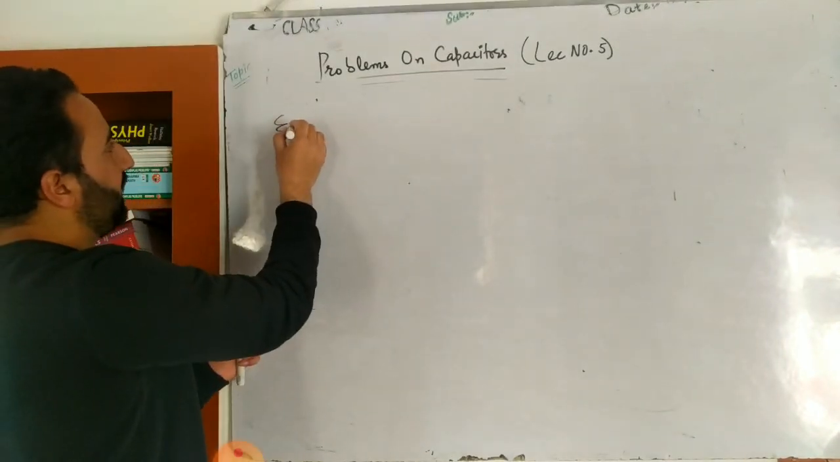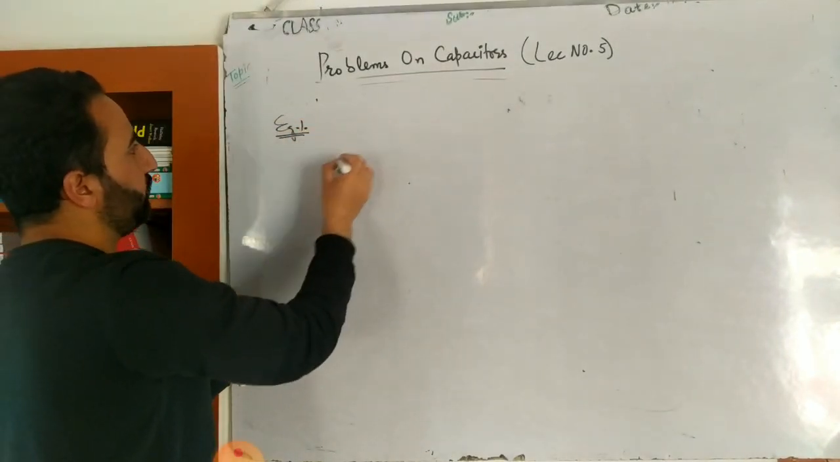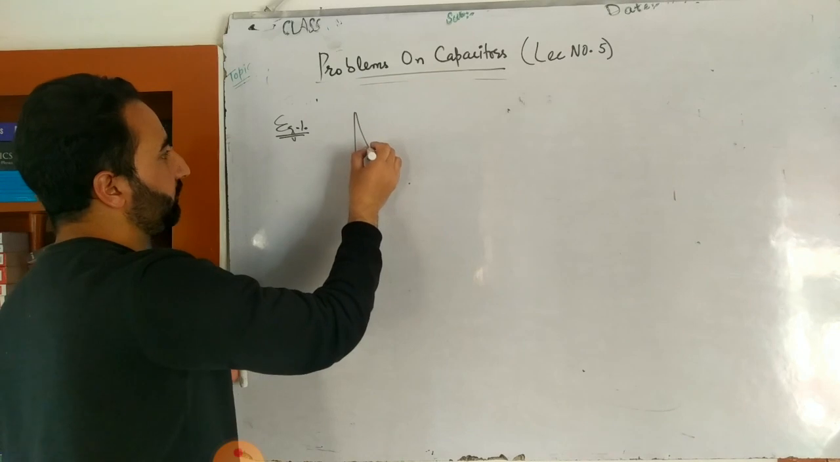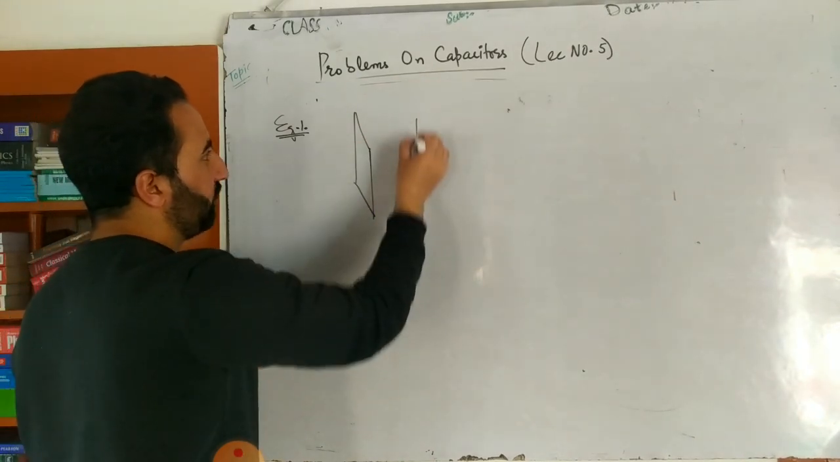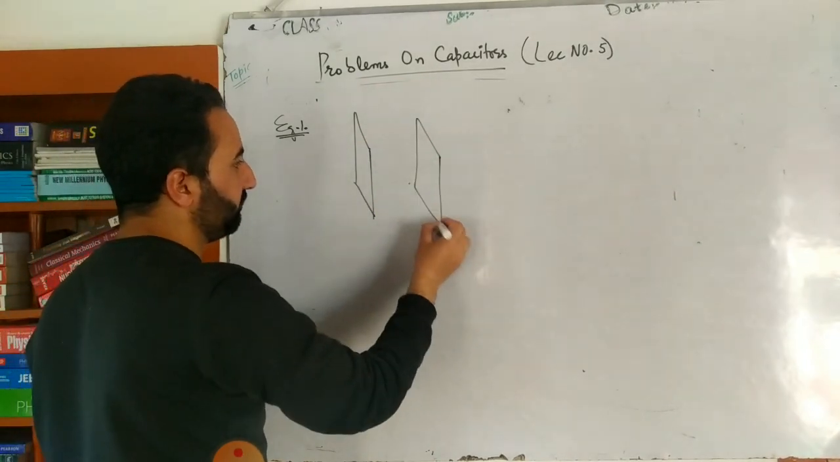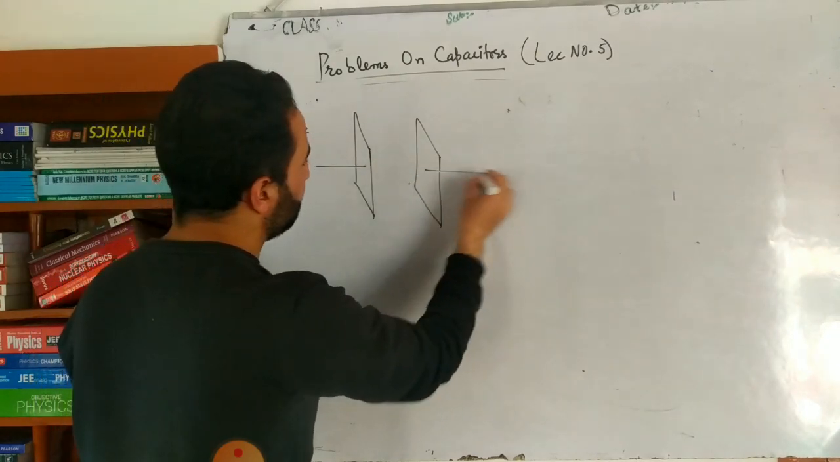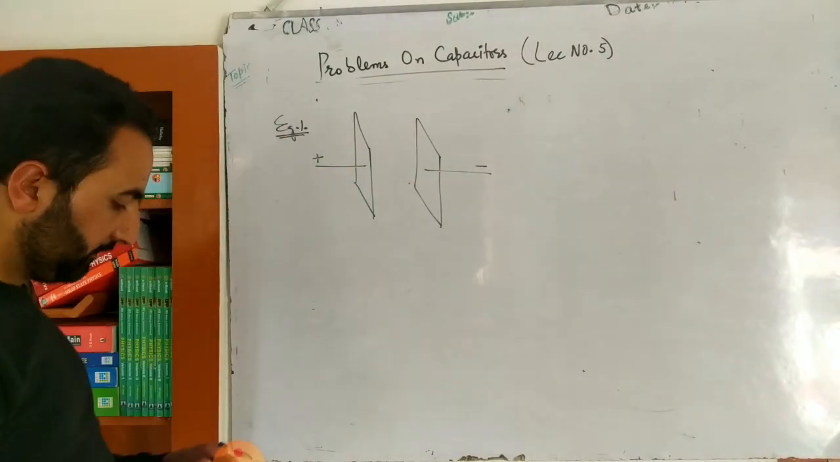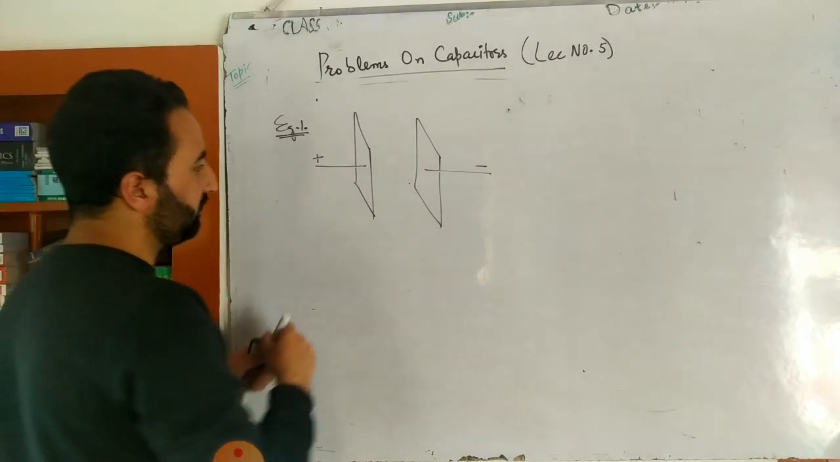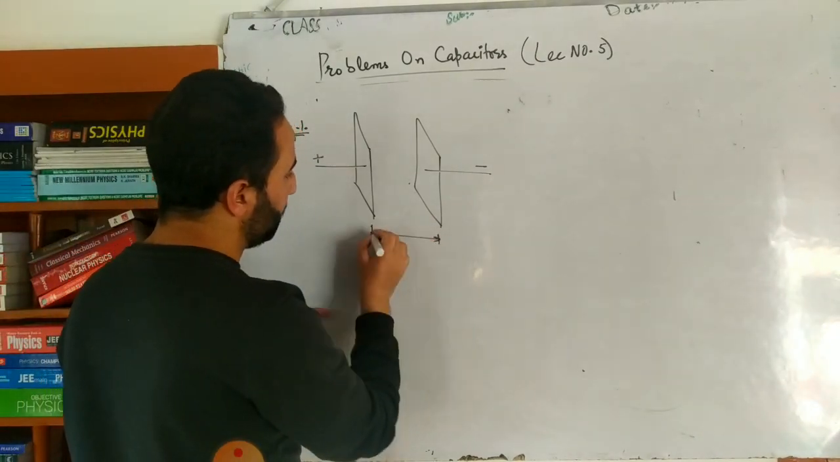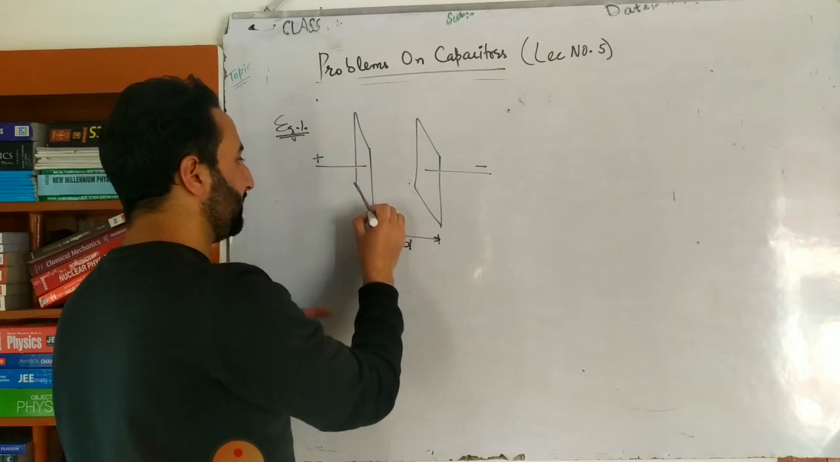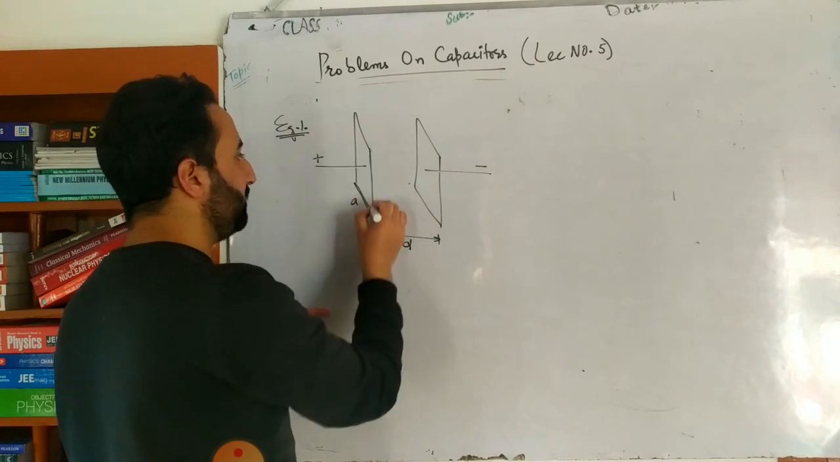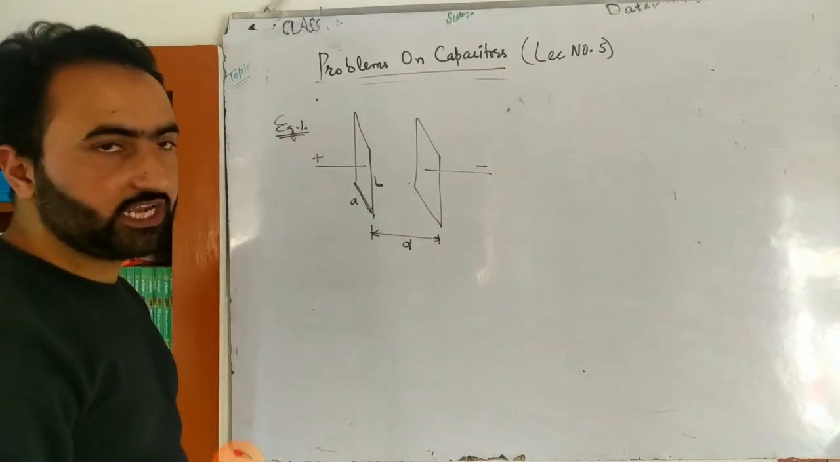Example number 1, simply like this. Suppose that here we have one rectangular plate and another rectangular plate like this, one positive and the other negative. The separation between these two plates is given, equal to D, and the length and breadth are given. Suppose this is A and this is B. Now the question is to calculate the capacitance.